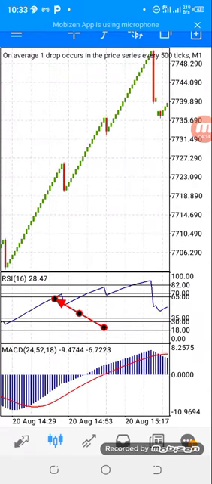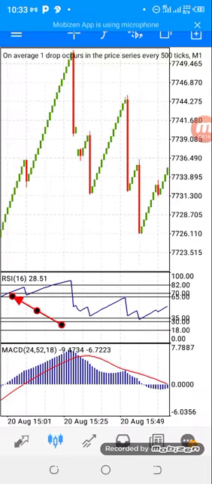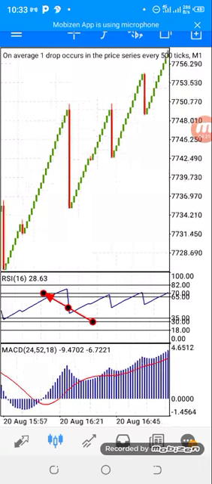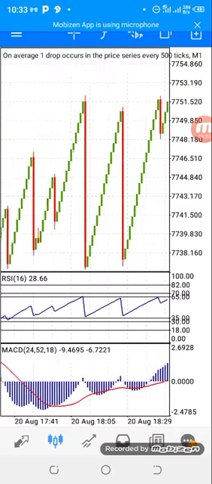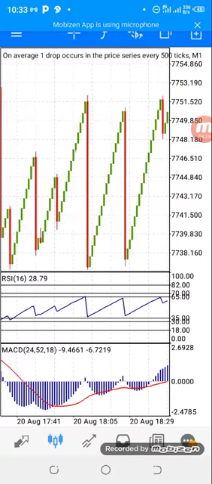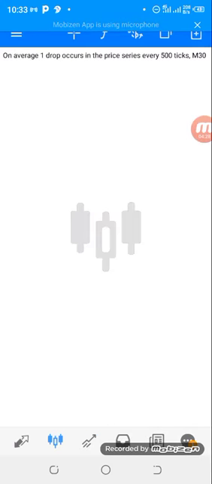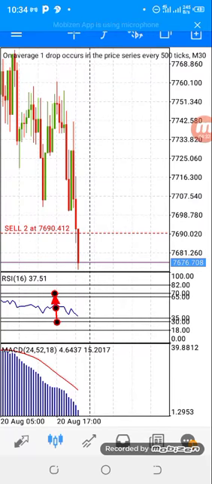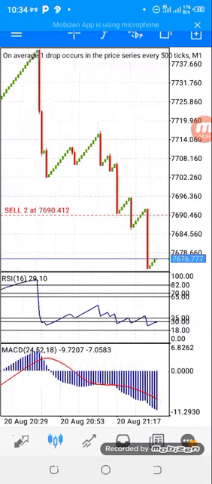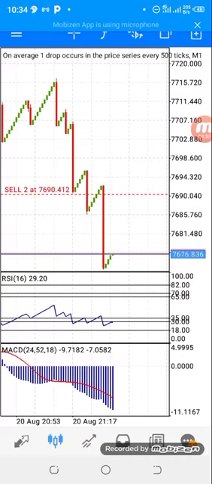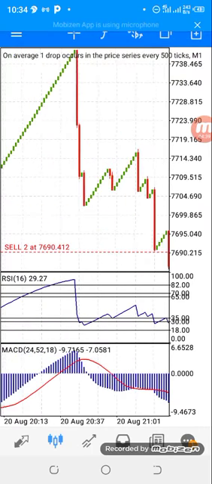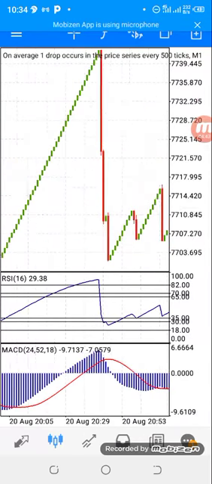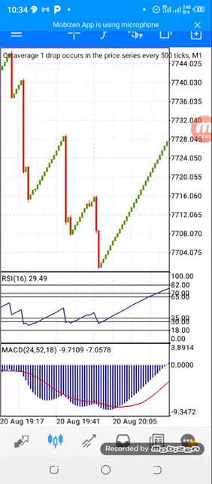Now let's check for another valid signal. Now looking at this level, let's check here.